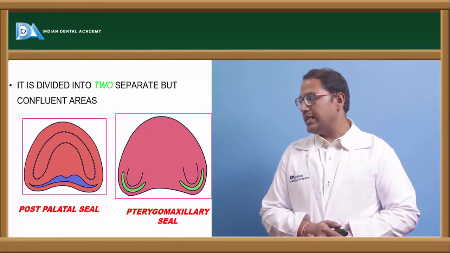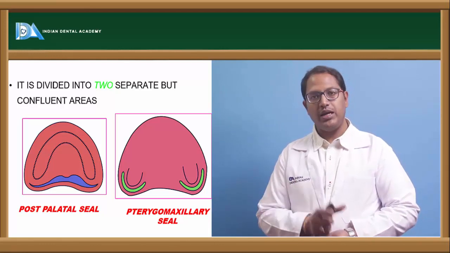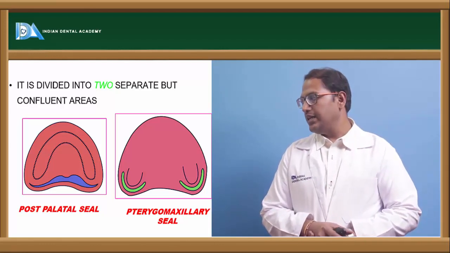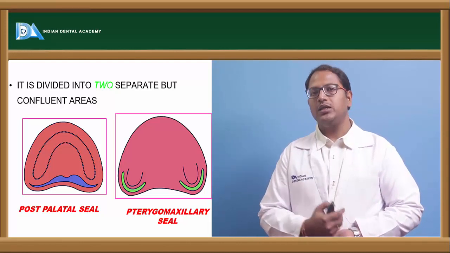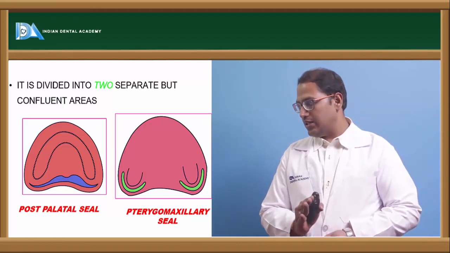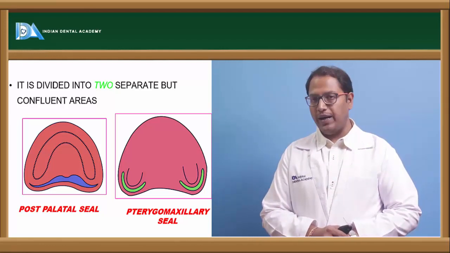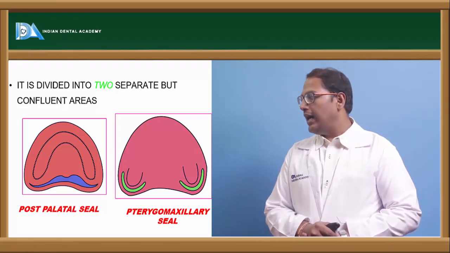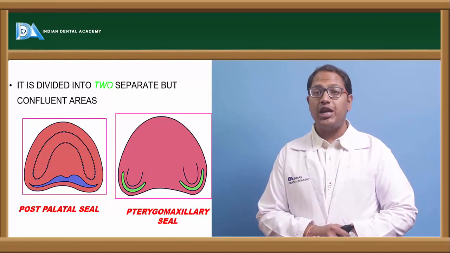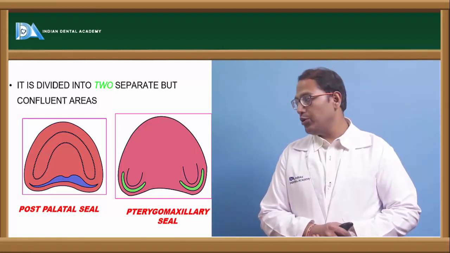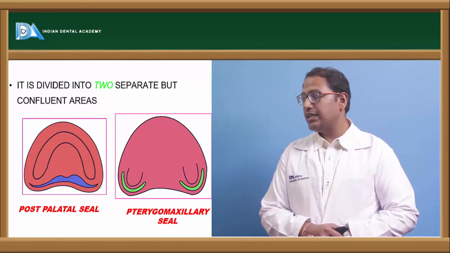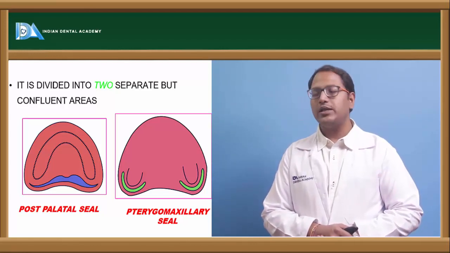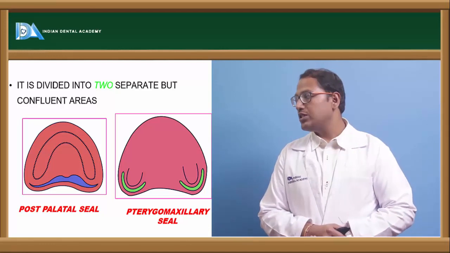So, post-palatal seal is the section which is in between the hard palate, we can see, and pterygomaxillary seal is 3 to 4 mm before the mucogingival junction. So, all along together this makes the posterior palatal seal. And the most important thing is what is the shape of this. It is a Cupid's bow shape. You can all see it is in a Cupid's bow shape. The post-palatal seal plus the pterygomaxillary seal both together comprise the posterior palatal seal.